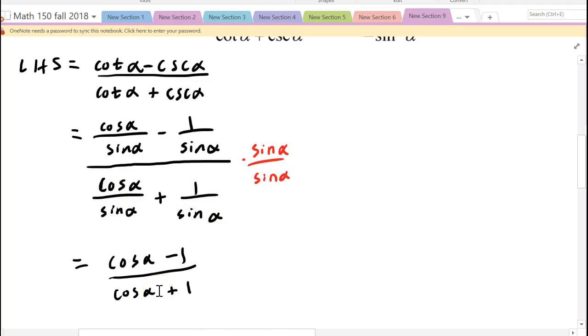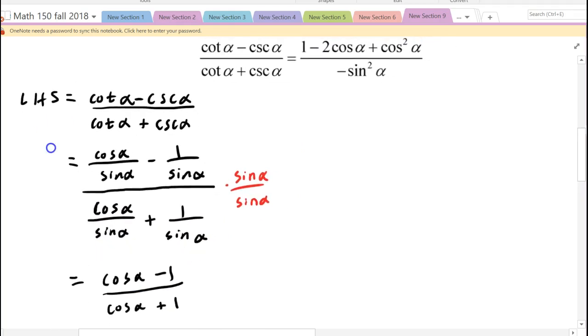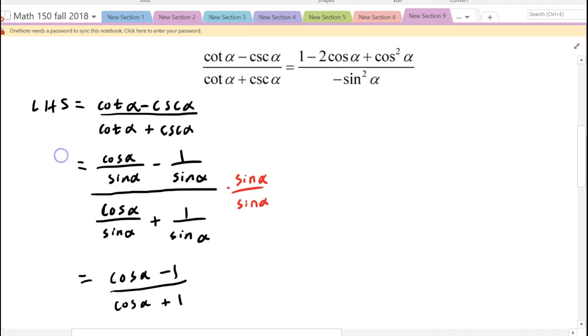All right, now let's take a peek back at what we're trying to prove. That's the one we're trying to prove on the right side. So do you think there's a way to get from where we're at to where we need to be? Maybe incorporate the Pythagorean identity? How can we get to a Pythagorean identity with what we have?